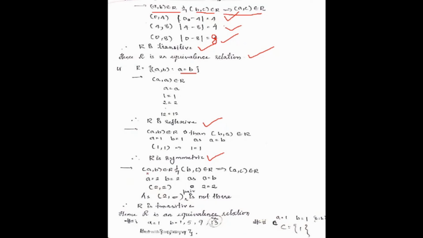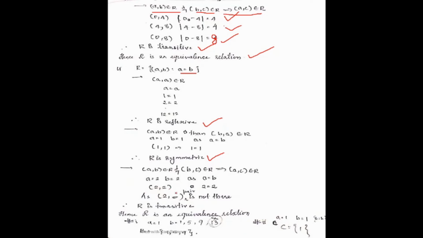So A comma B belongs to R and B comma C belongs to R implies A comma C belongs to R. We have A equal to 2, B equal to 2. We can take any value. I've just taken 2 and 2. You can take 3 and 3. Why 3 and 3 you're supposed to take? Because A is equal to B. Don't forget that. So the value of A and B should be the same. Clear?